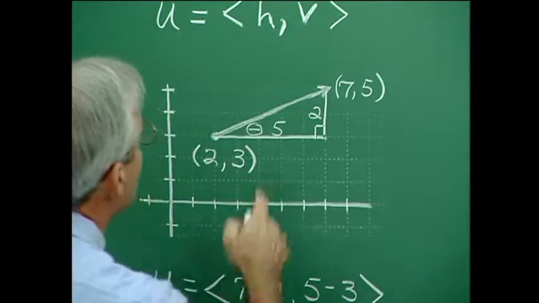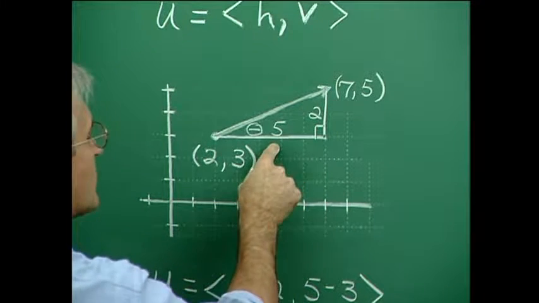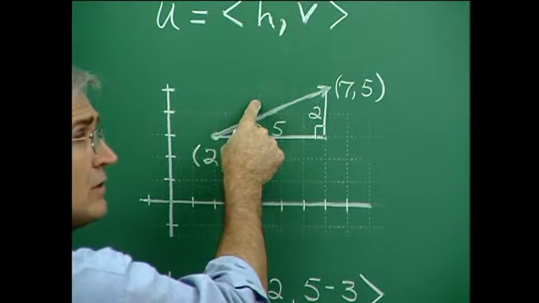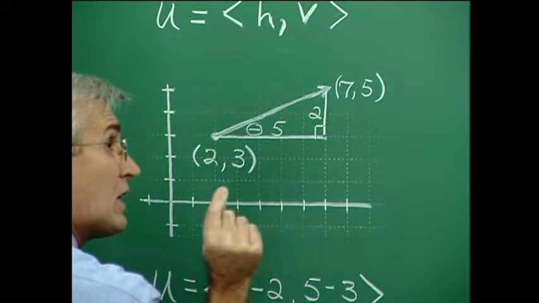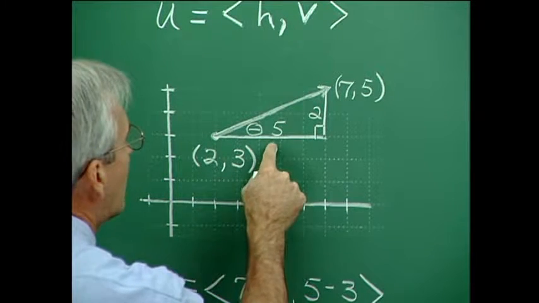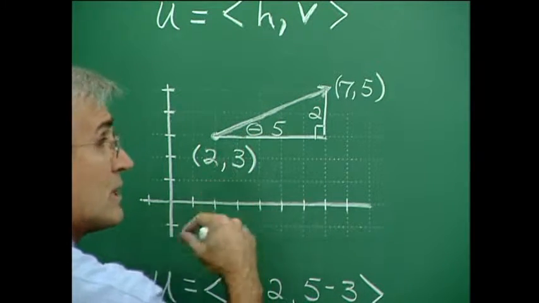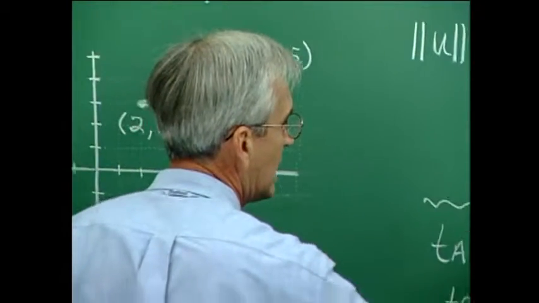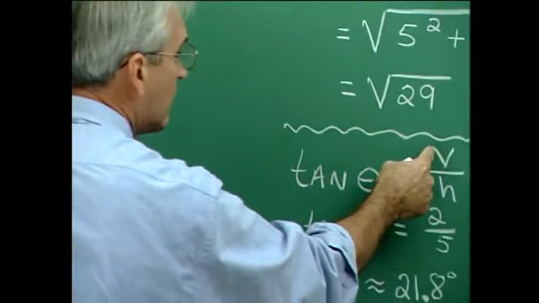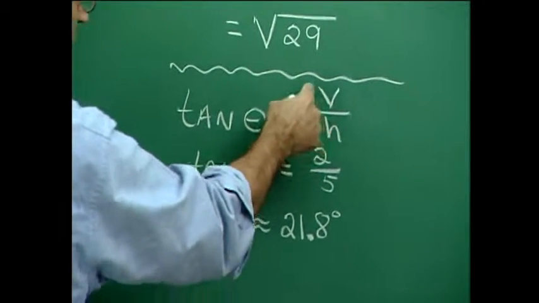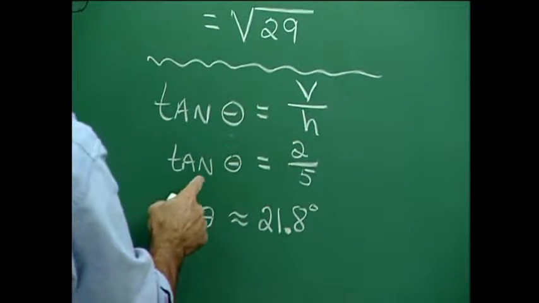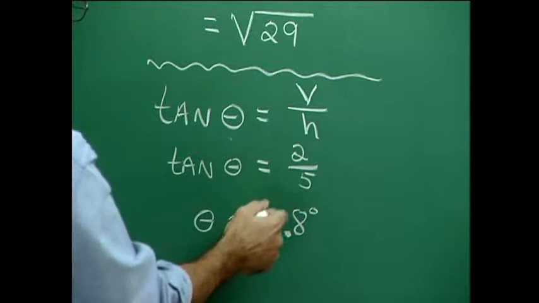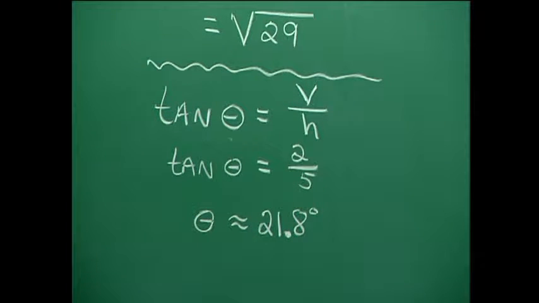We have information about the opposite side and adjacent side. Now, we calculated the hypotenuse, but with just the given information, we can make the calculation for theta using the tangent ratio. The tangent of theta is the vertical component over the horizontal component, the y over x. And tangent theta for our problem is 2/5. Theta turns out to be approximately 21.8 degrees.